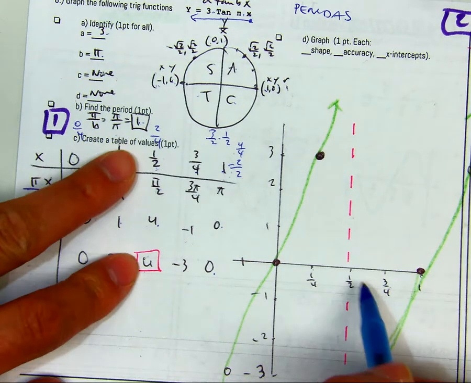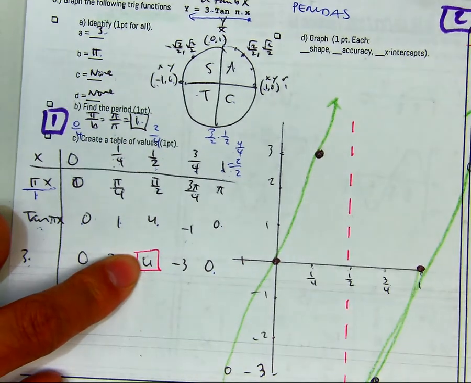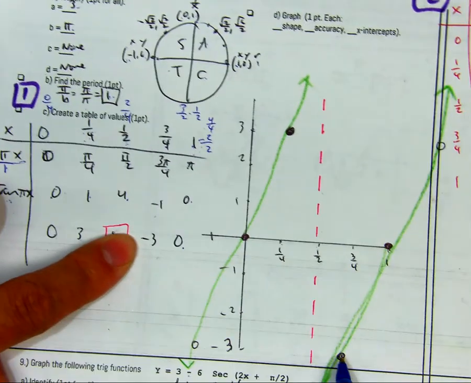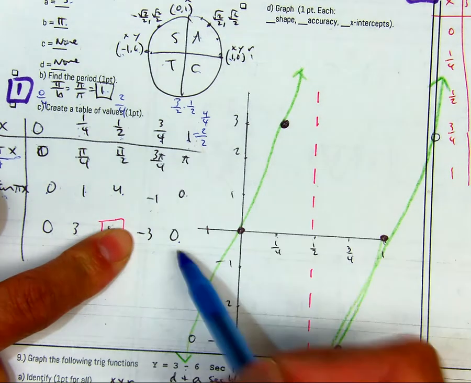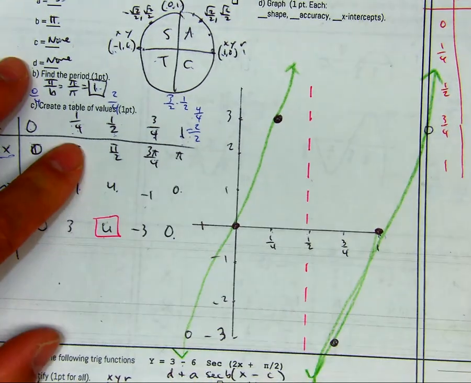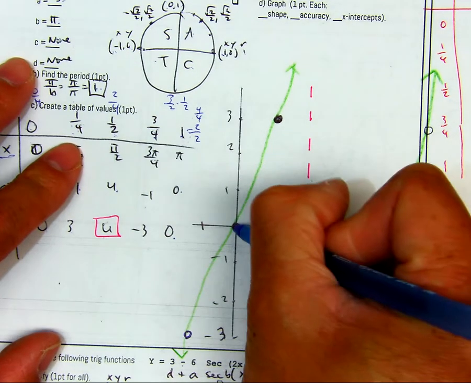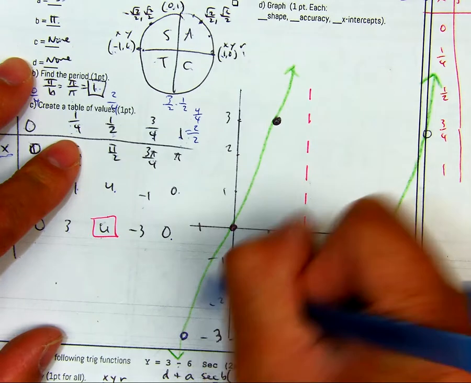1/2 is undefined, that's my asymptote. 3/4, you have negative 3. And then at 1, you have 0. Remember for tangent and cotangent, I drew this one, you should have like 3 dots. That's how you know you're doing it correctly.